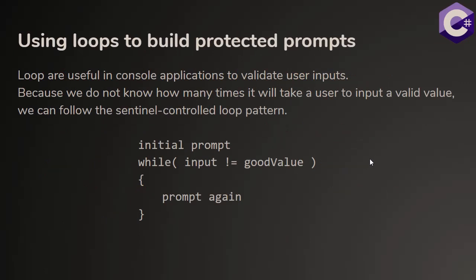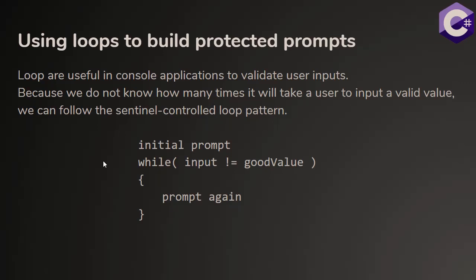Loops in console applications are very useful for protecting prompts. We can use these loops to ensure that when we prompt the user to give us a menu item, a certain value range, or a number, the values the user gives us are good. We can use it to validate user input. Usually, because we do not know how many times it's going to take a user to type in a correct answer to our input prompts, we can set up a sentinel-controlled loop pattern to protect the prompt.